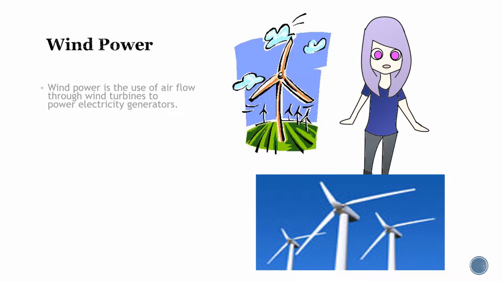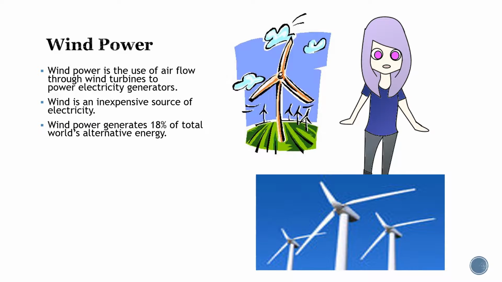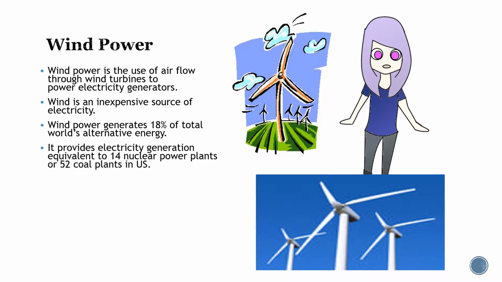Wind power. Wind power is the use of airflow through wind turbines to power electricity generators. Wind is an inexpensive source of electricity, which makes it pretty popular. Wind power generates 18% of total world's alternative energy. It provides electricity generation equivalent to 14 nuclear power plants or 52 coal plants in the U.S.